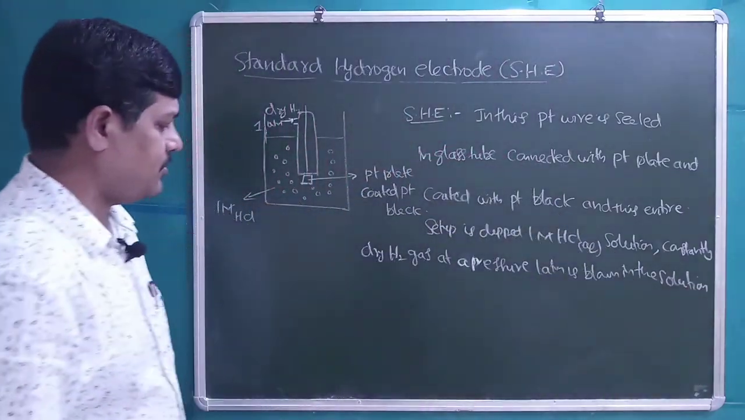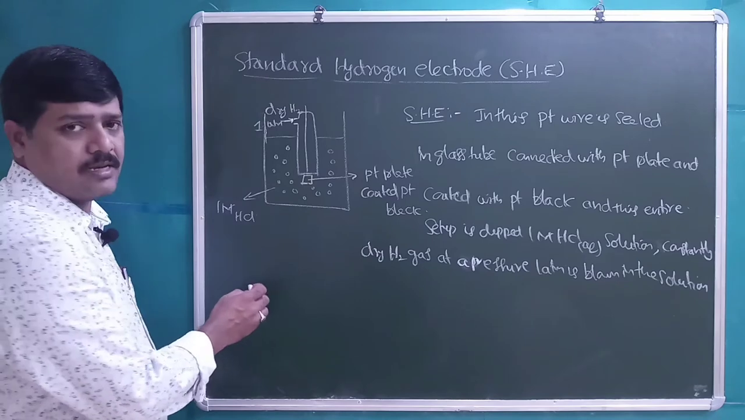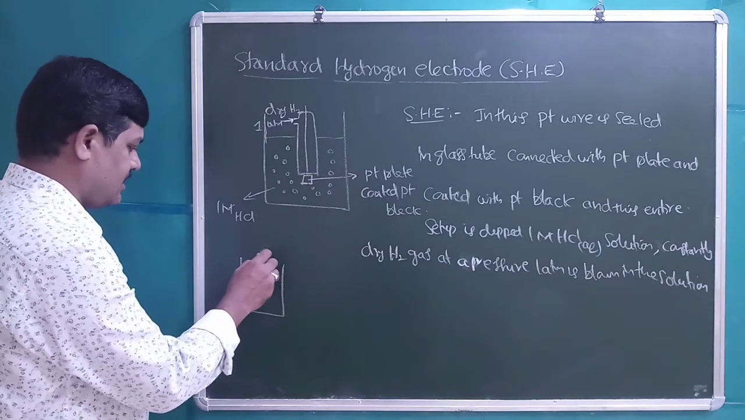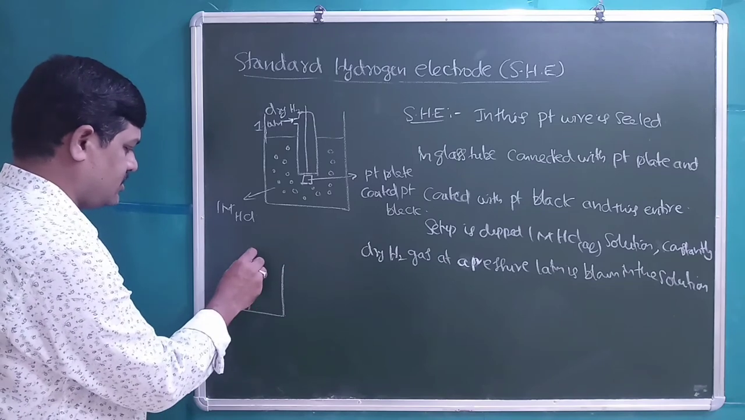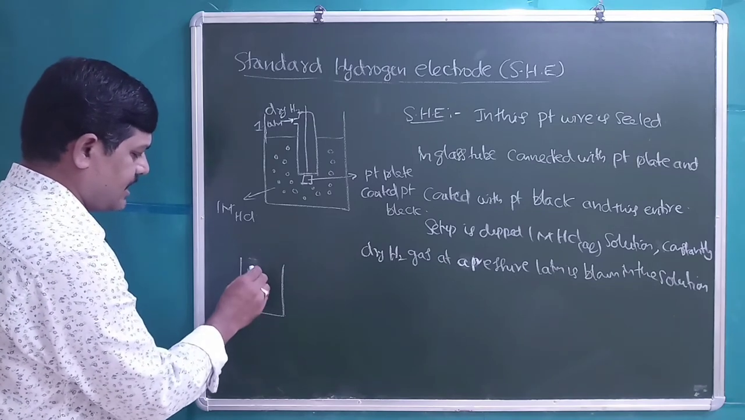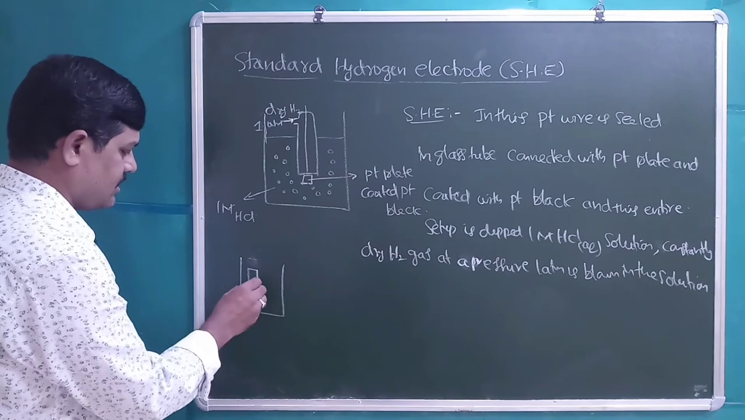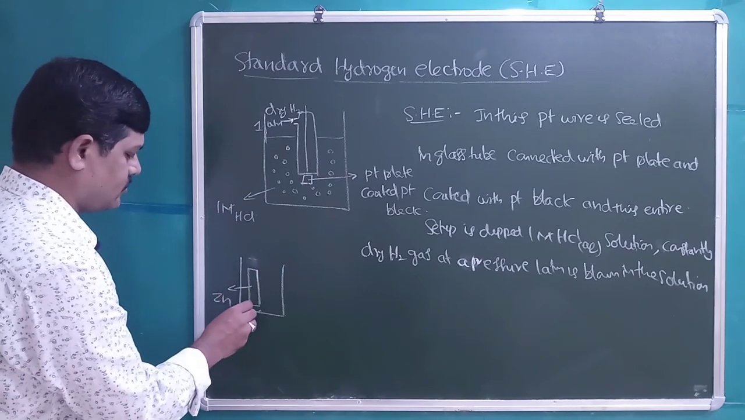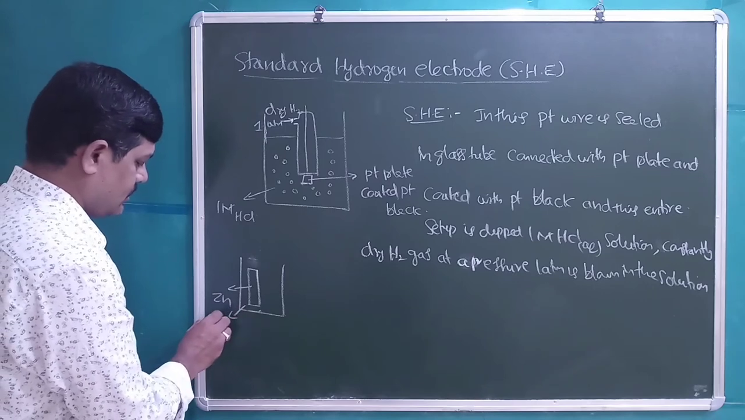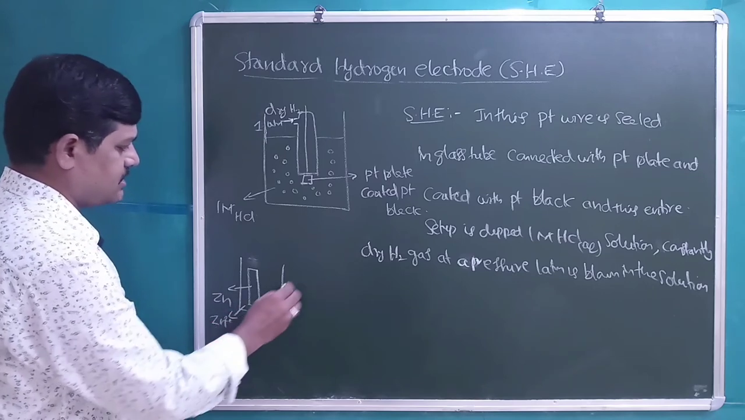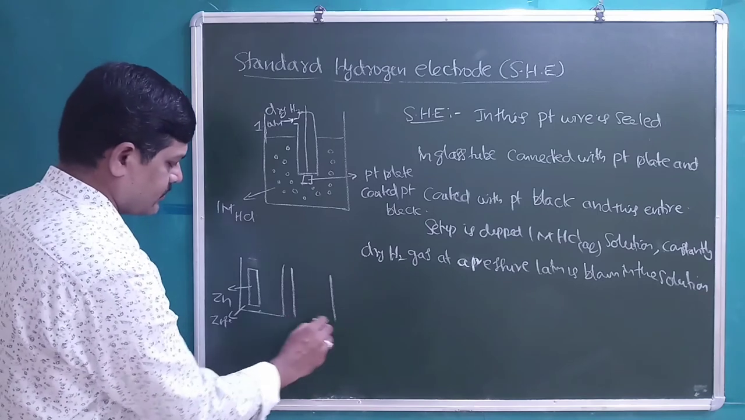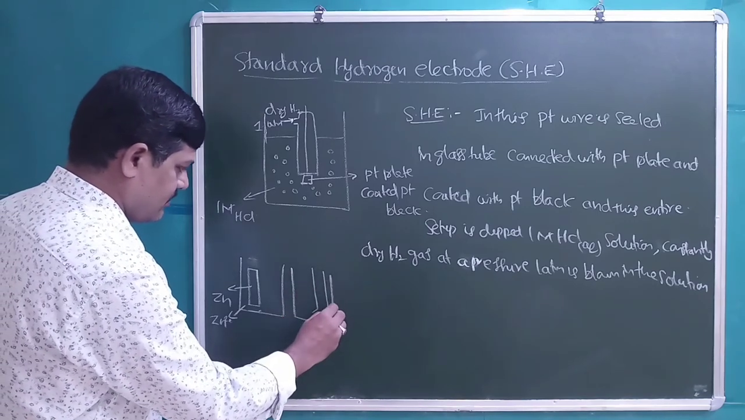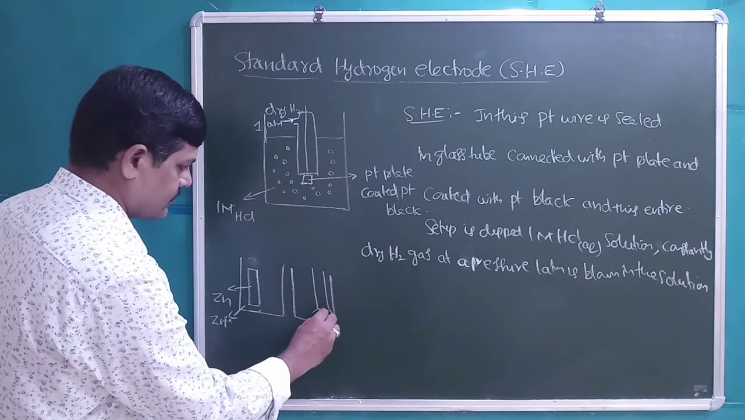Students, if you want to measure the reduction potential of zinc, then a zinc rod is immersed in the solution which contains Zn2+ ions. It is to be coupled with the standard hydrogen electrode.